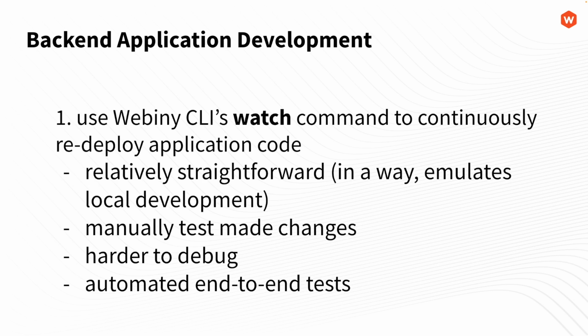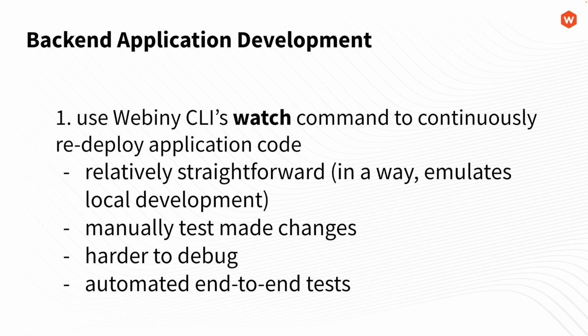And with a simple GraphQL API, we should be able to trigger that mutation and see if the results are correct. So we're manually testing the changes we've made. This approach is also harder to debug, and this is not only because we cannot use a tool like a debugger, but also because every time we make a change, that change needs to be redeployed, and this process does take from 5 to 10 seconds sometimes.